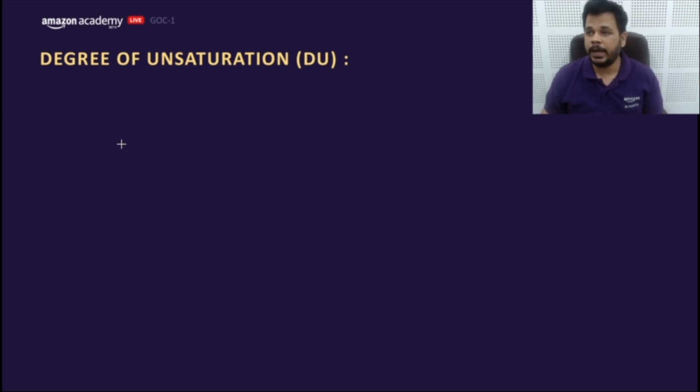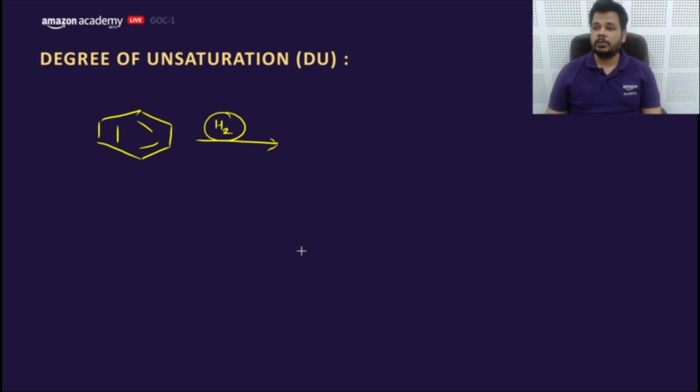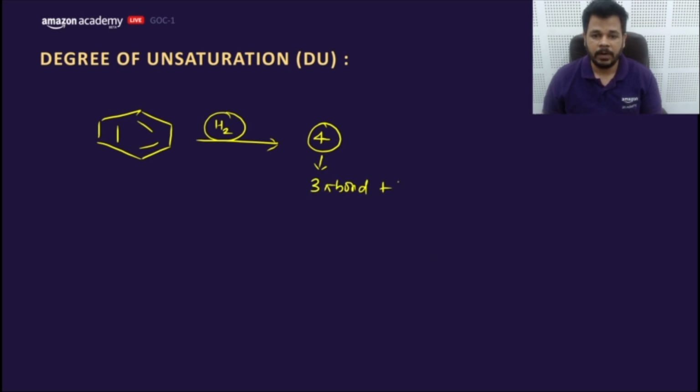So we need to calculate the number of pi bonds and number of rings in any given compound if the structure is given. Let's have an example. If it is asked what would be the DU of benzene, how many H2 molecules are required to convert into acyclic saturated, the answer would be 4. How to solve it? 3 pi bonds and 1 for the ring. This is it.